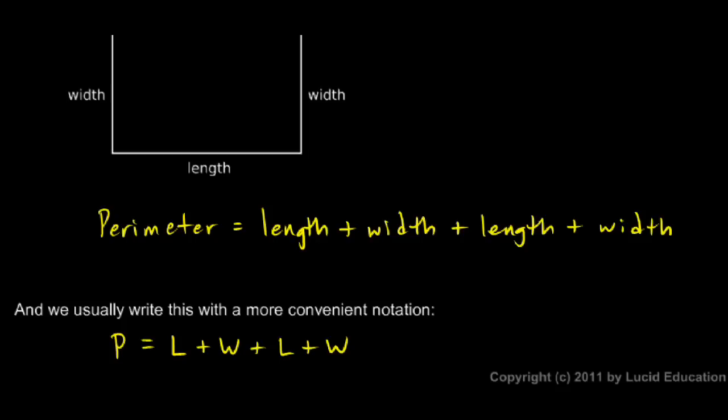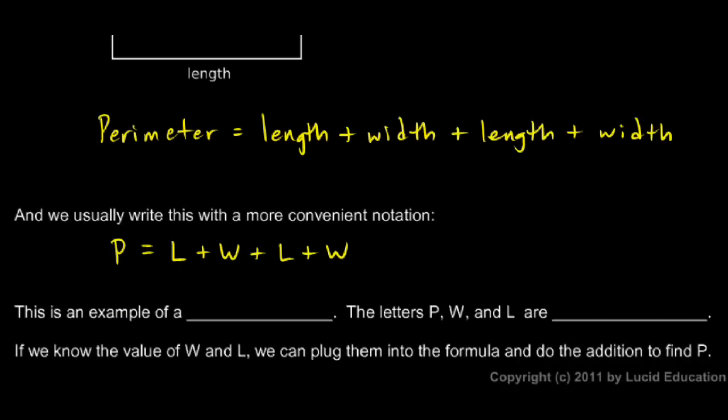And this is an example of a formula. So you can write this in your notes. This is an example of a formula. And the letters P, L, and W are what we call variables. If we knew the value of W and L, we could put in the number for L in those places and put in the number for W in those places and then do the addition and find P. And in general, that's what a formula allows us to do.